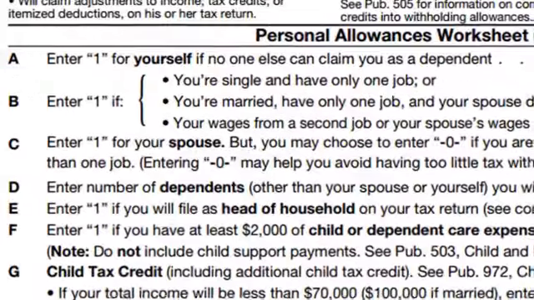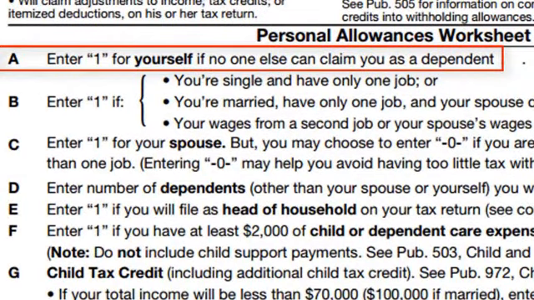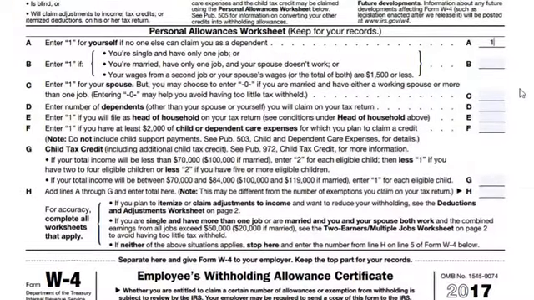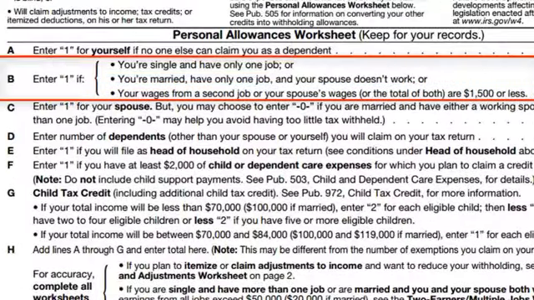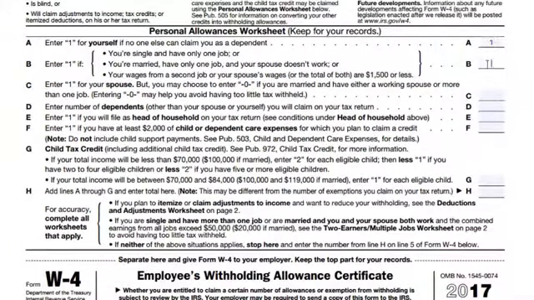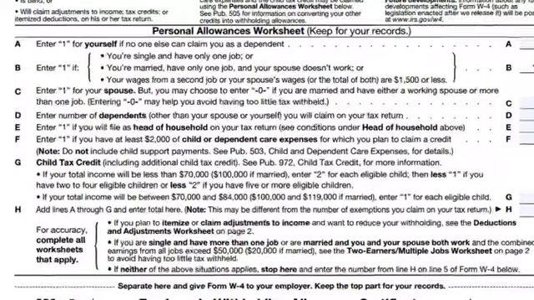Line A. Enter 1 for yourself if no one else can claim you as a dependent. Susan enters 1. Line B. Enter 1 if you are single and have only one job, or you are married, have only one job, and your spouse does not work, or your wages from a second job, or your spouse's wages, or total of both, are $1,500 or less. Susan is single with one job. Susan enters 1.